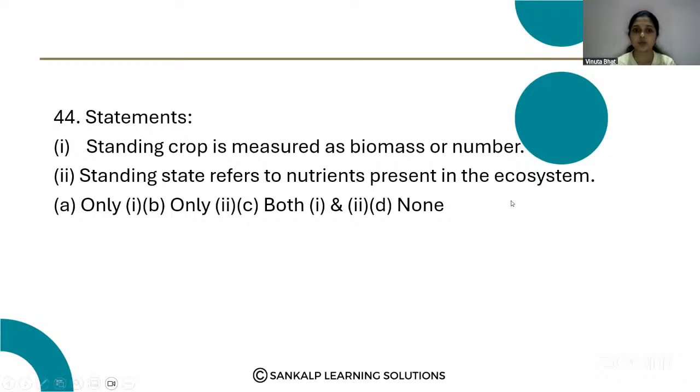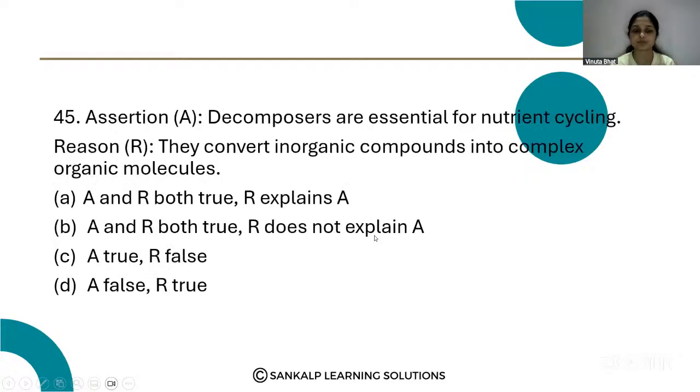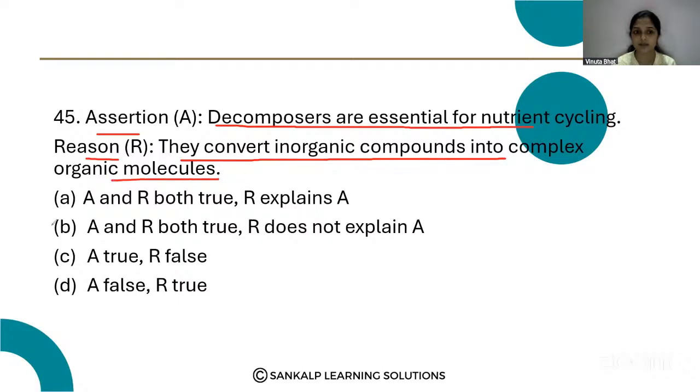Yes, next we move to question number 45. It is an assertion-reason based question. So here one assertion will be there and one reason will be there, and related to that some options will be given. Read the question. Assertion: Decomposers are essential for nutrient cycling. Reason: They convert the inorganic compounds into complex organic matter molecules. Options: A and R both true, R explains A. A and R both true, R does not explain A. A true, R false. A false, R true.